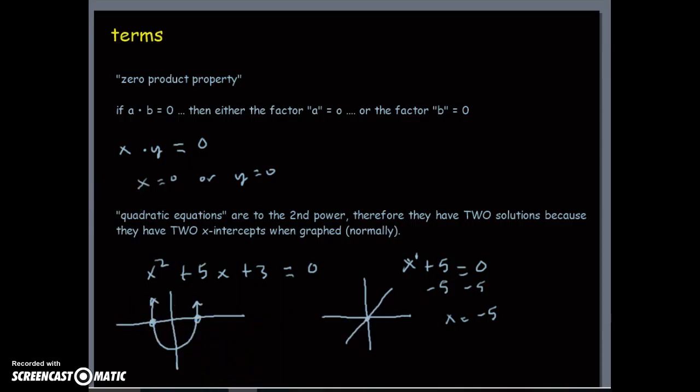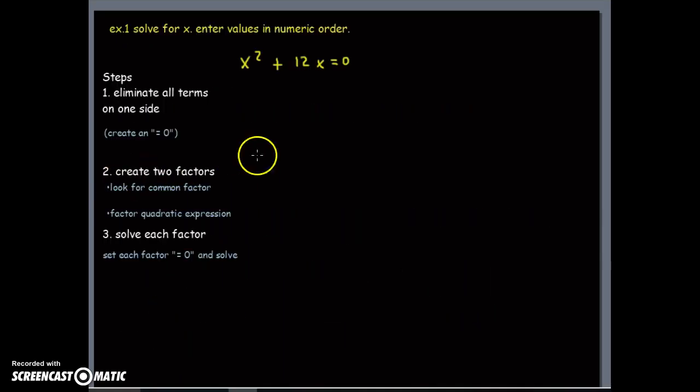Okay, so let's go ahead and get into a couple examples today. Example number 1. Solve for x, enter values in numeric order. So since we're going to have two values, we're going to make sure that we put them in numeric order into Schoology. So the first step is to eliminate all terms on one side. We need these to equal 0 because we're going to use that zero product property to be able to solve. So if your equation does not equal 0, your first step would be to eliminate all terms on one side by using inverse operations. This one already equals 0, so we can go ahead and move into the second step.